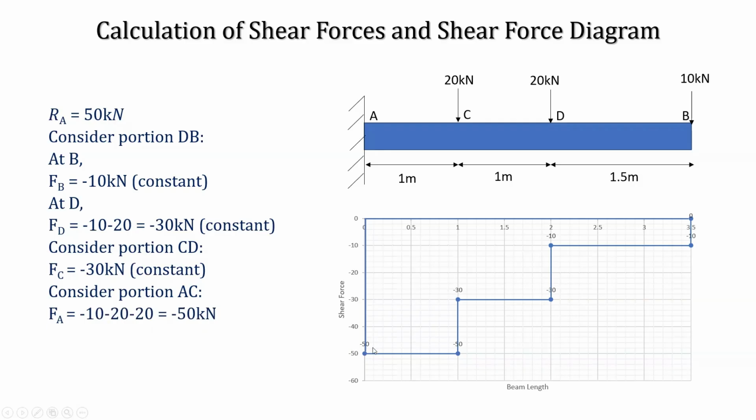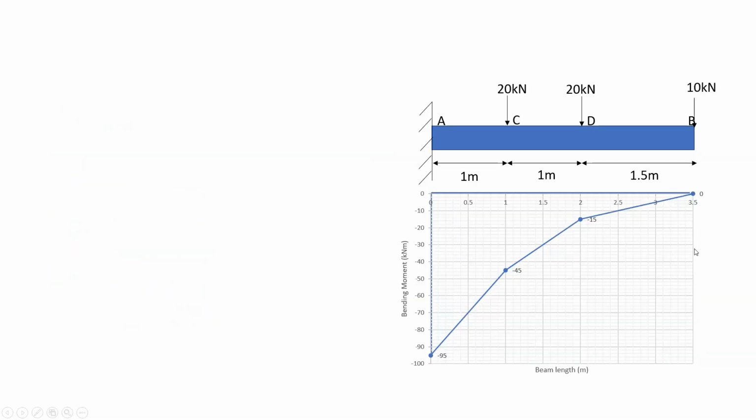So we have the shear forces at the different locations: at A equal to minus 50 kilonewtons, at point C equal to minus 50 kilonewtons again, at point D equal to minus 30, and at point B equal to minus 10.